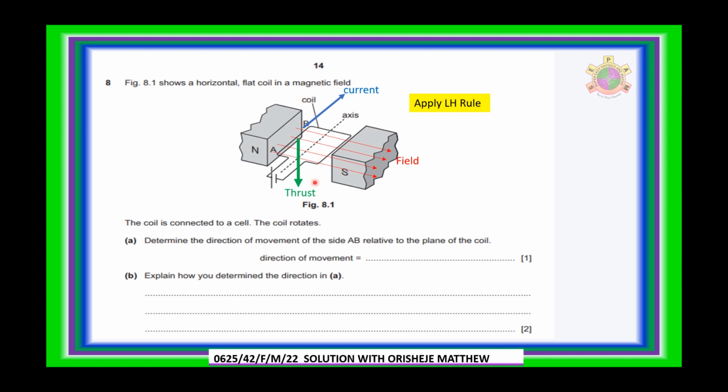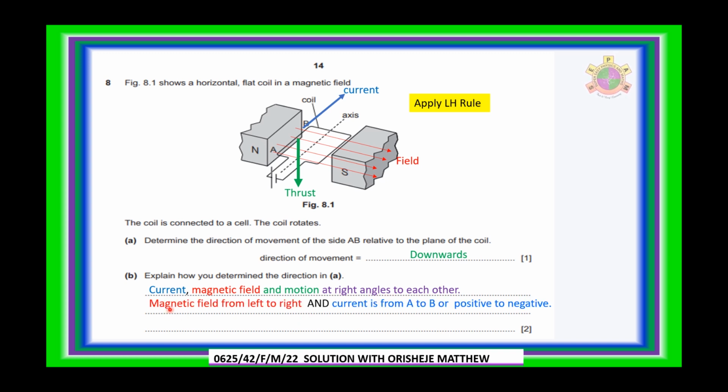Explain how you determine the direction. Just say that the magnetic field, the current and the motion are mutually perpendicular. So current and magnetic field and motion are at right angles to each other. Very good. Then magnetic field moves from left to right and the current from A to B, positive to negative terminal. So that is about that.